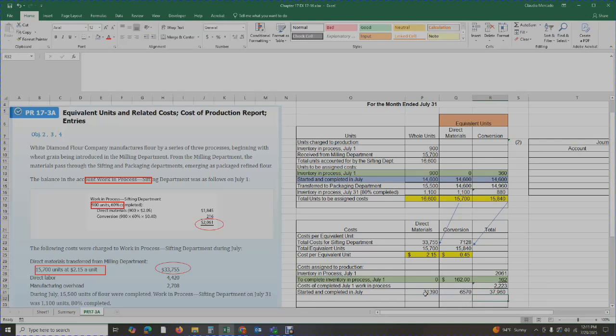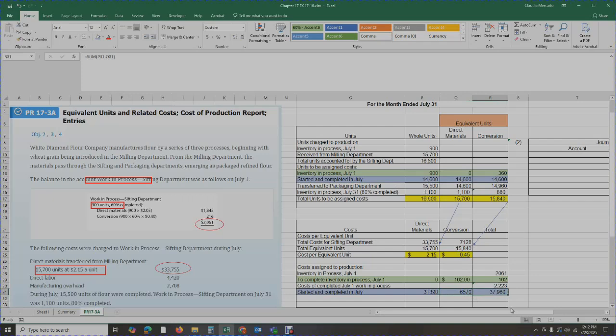So for what was started and completed in July, you're going to get your materials from up here. We have 0. And then we have 360 times 45 cents. For the ones that we started and completed, that is my blue one. So what we got was the 14,600 of materials times my rate of 2.15. Look at the formula bar. For my started and completed in July for conversion, we're going to get the 14,600, look at the formula bar, times the 45 cents. Okay, and my total is 37,960.